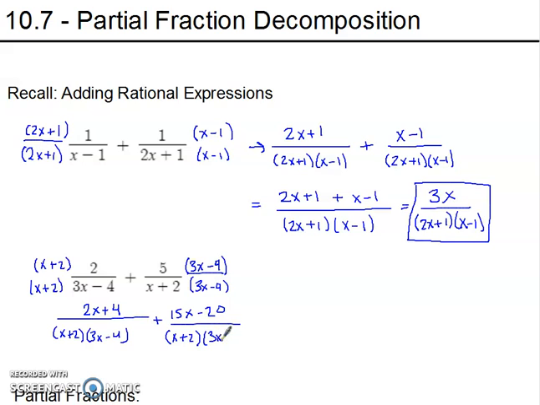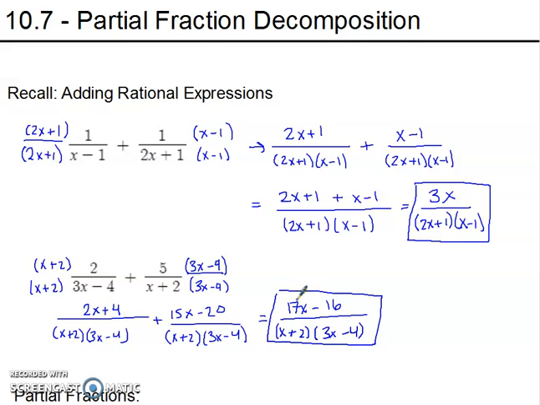Now that I have an LCD, I can add the two fractions. So 2x and 15x give me 17x, and then 4 and negative 20 give me a negative 16. So 17x minus 16 over x plus 2 multiplied by 3x minus 4. So again, we took two separate fractions and added them to simplify.